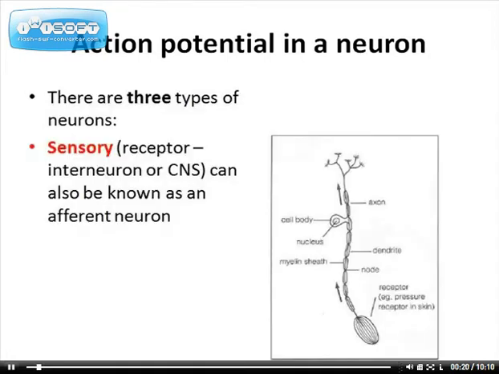There is a sensory neuron, which can also be known as an afferent neuron. This connects a receptor to either an interneuron or the central nervous system. Here we have our receptor, so for example it might be a pain receptor in the skin. It relays this message all the way down to the terminals, which is where the synapse can relay that message either to the central nervous system or to another neuron.